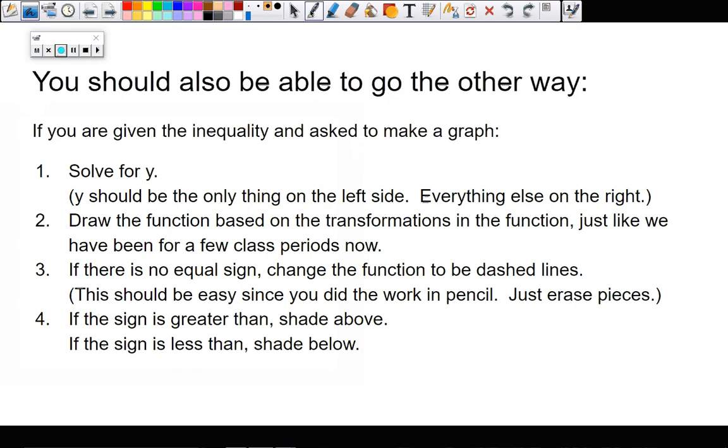In other words, if I had something that was written like this, and I wanted you to put the y on the left side, Pranaz, how would you write that? Perfect. Yeah, you read it right to left. Draw the function based off the transformations that you see, just like in the class periods we've done. If there is no equal sign, it's going to be dashed. If there is an equal sign, it's going to be a solid line.